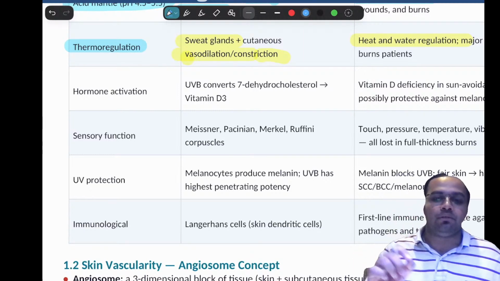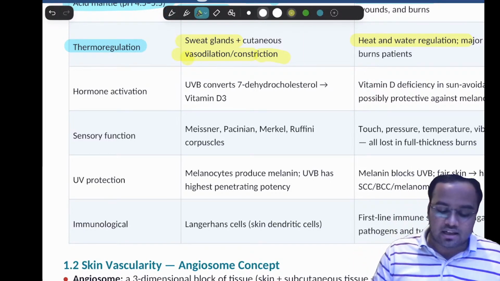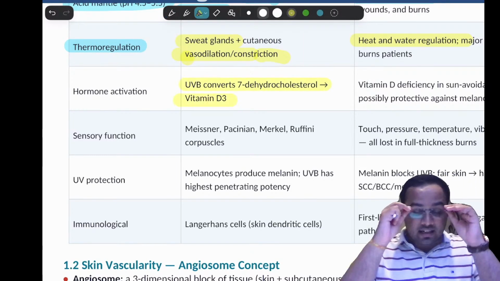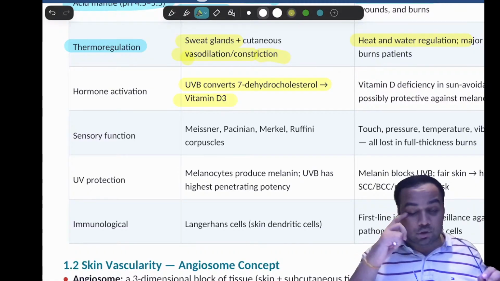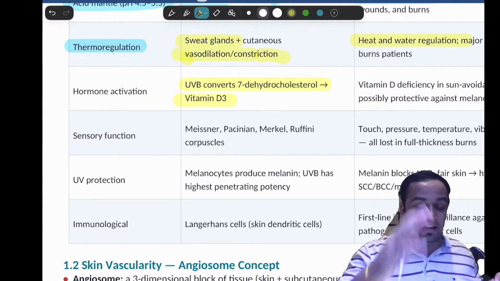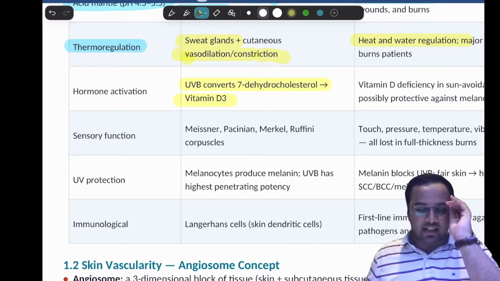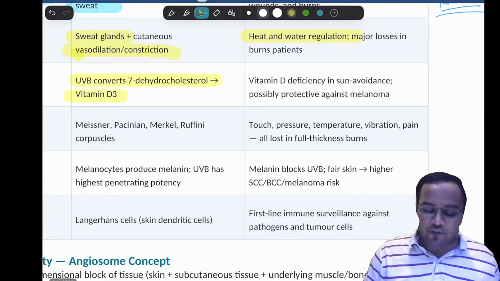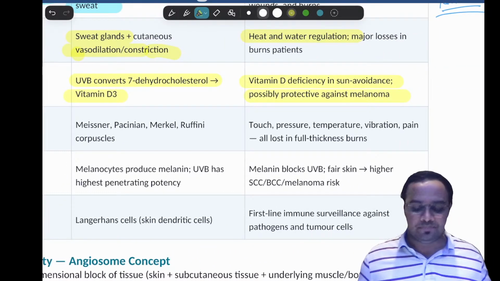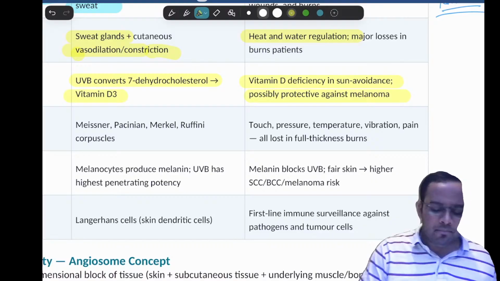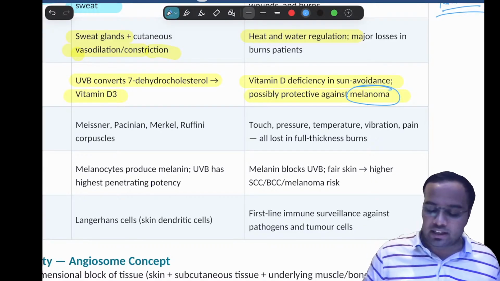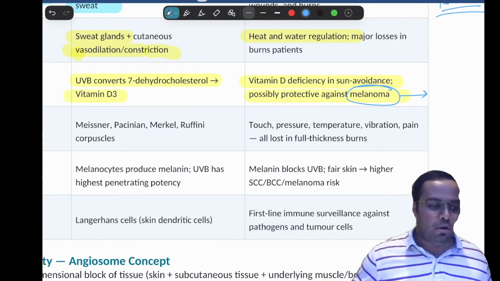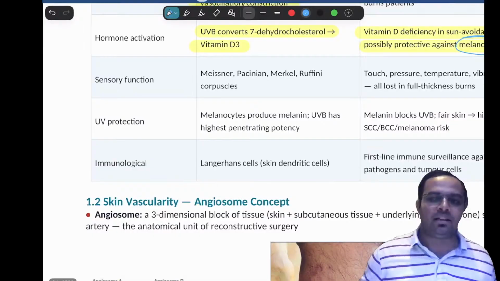So skin is one of the important organs of the body which converts the existent D2 into D3 in the body itself. We know that the first mechanism takes place in the liver, then the kidneys, and then D3 conversion in the skin. So vitamin D deficiency is seen in sun-avoiding patients. We know that, and always remember that vitamin D is always going to be protective against melanoma.